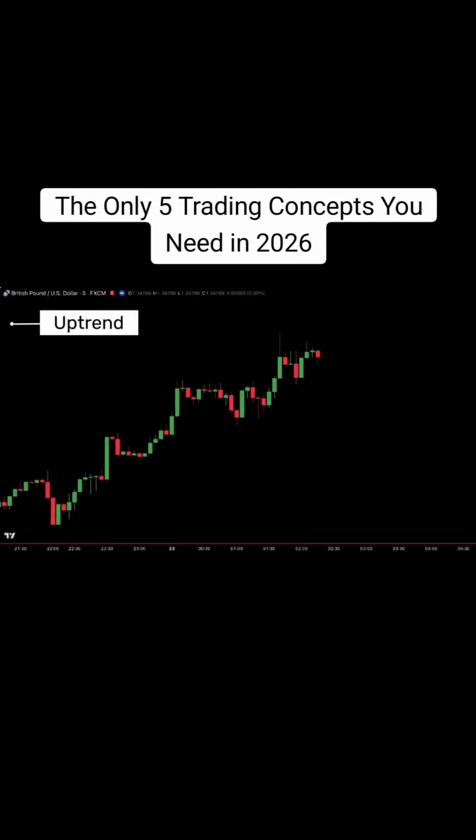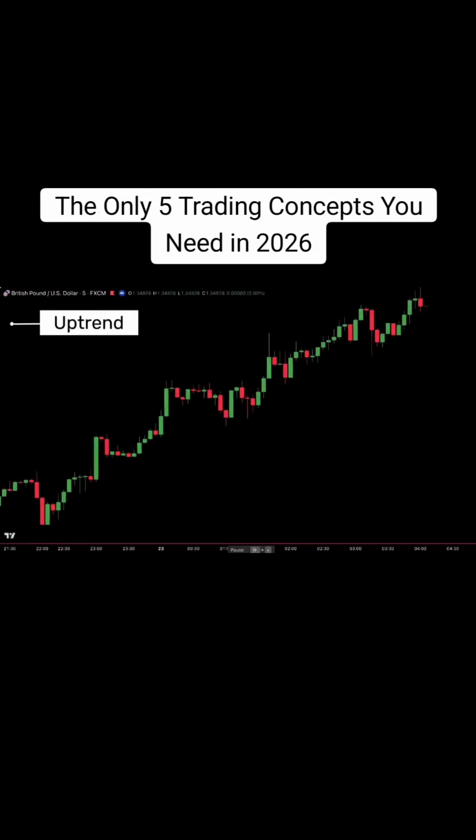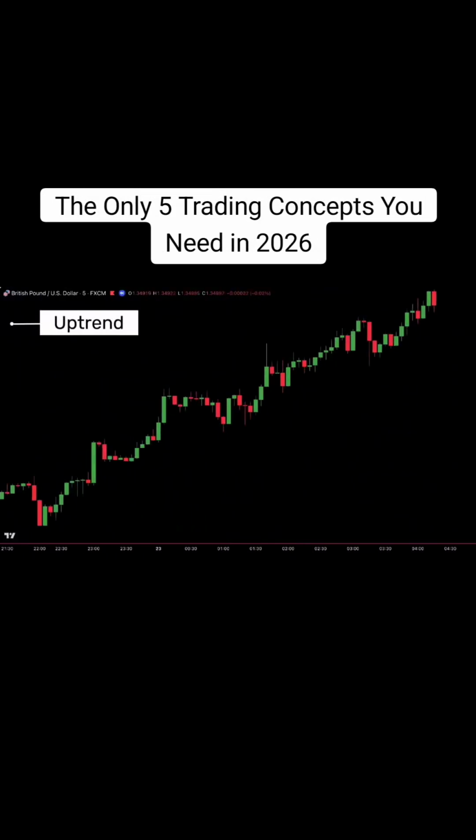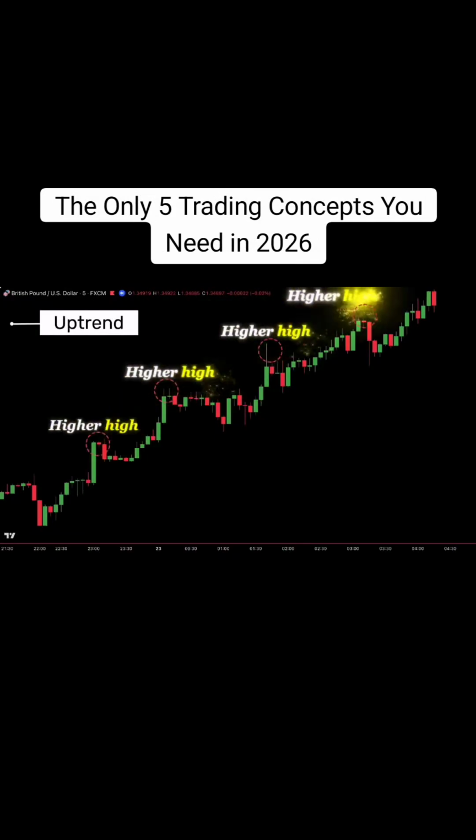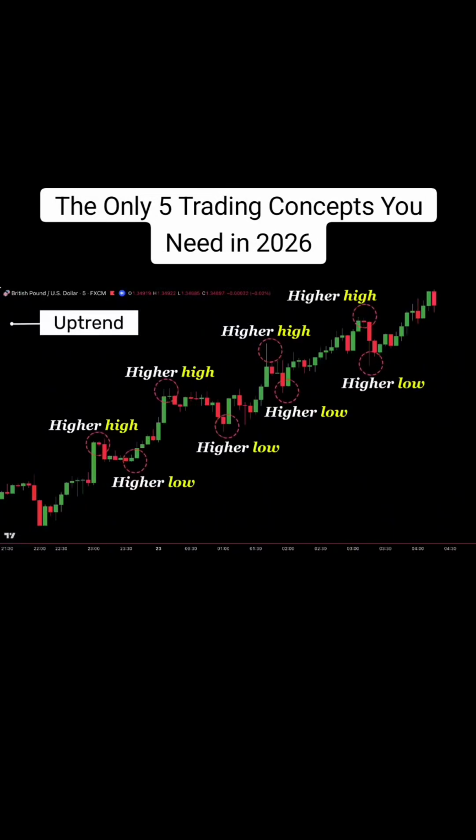Let's start with the uptrend, because this is where most traders either make consistent money or lose it by overcomplicating things. An uptrend is defined by a sequence of higher highs and higher lows. A simple way to visualize it is like climbing a staircase. Price moves up, pauses, then continues higher again. Each pause forms a higher low, and each push creates a higher high.